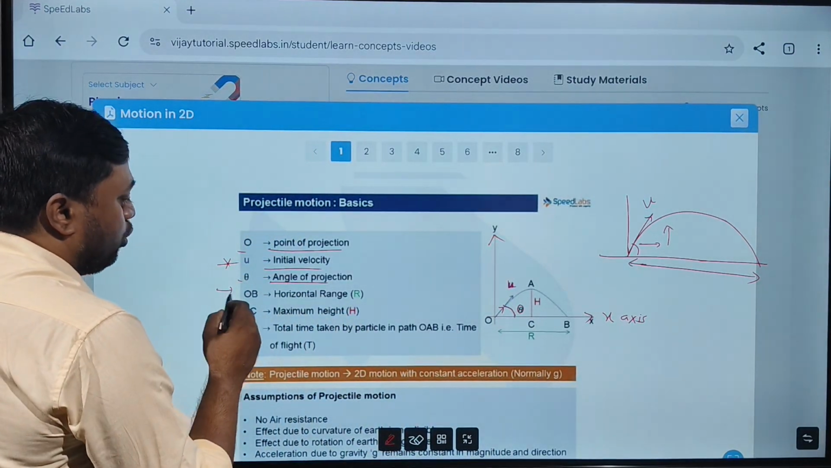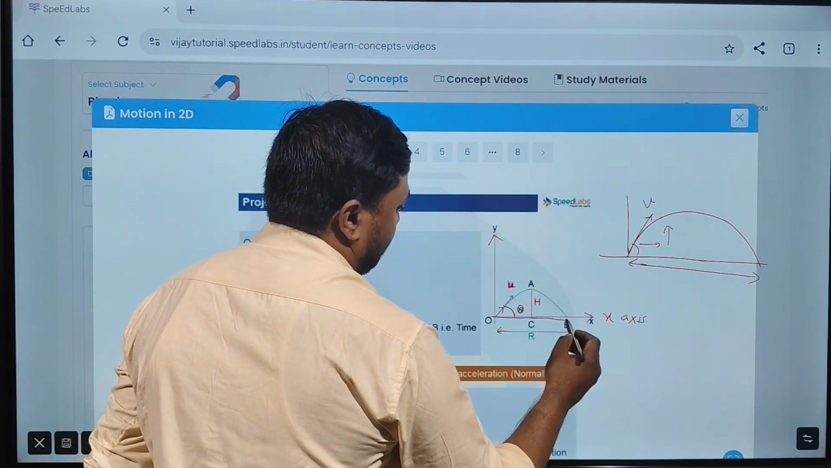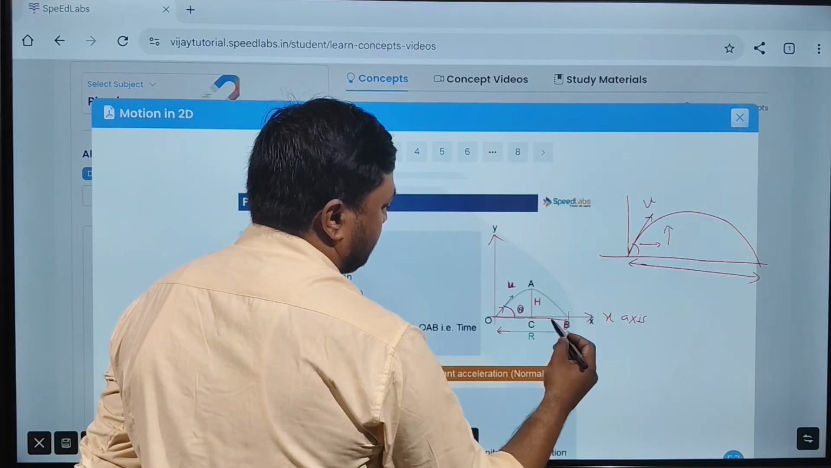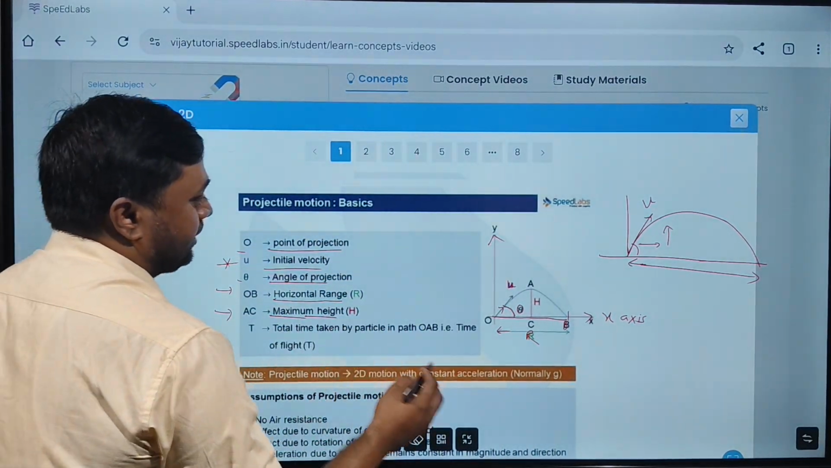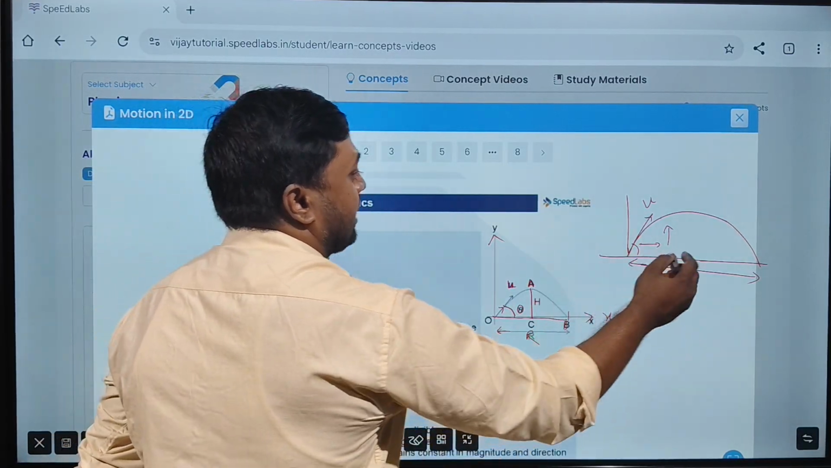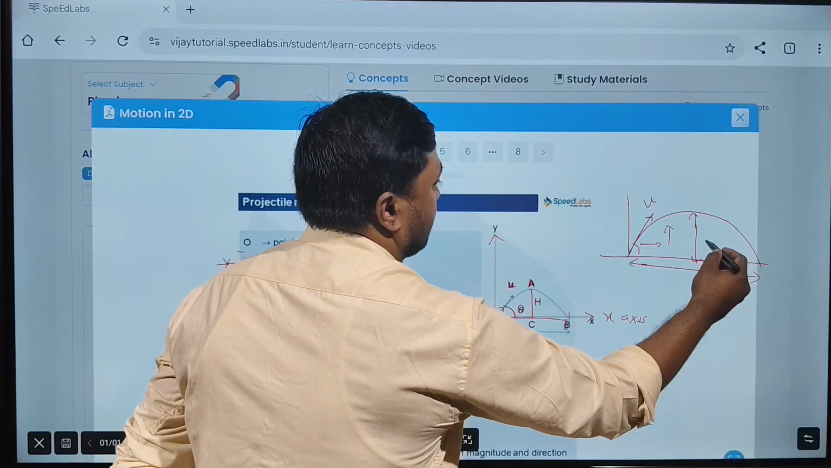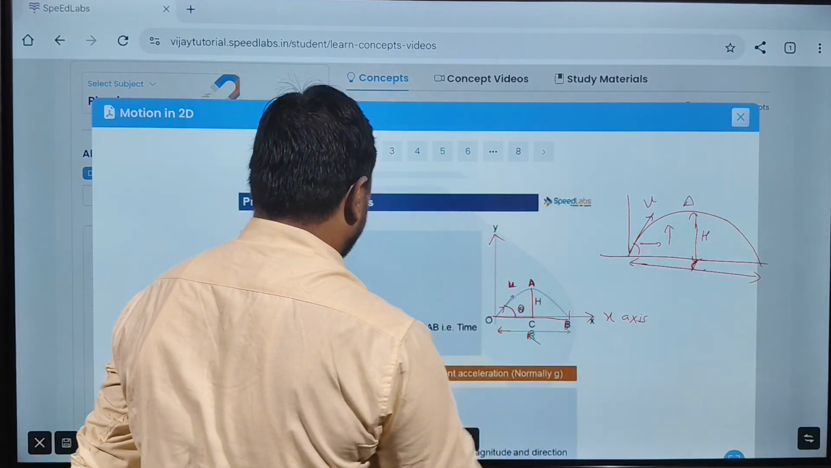OB is the horizontal range. This distance you can see, O to B. This distance is OB, which is the horizontal range R. AC is the maximum height. See, this distance AC is the maximum height which the projectile reaches. This is A, this is C. This is represented as height H.